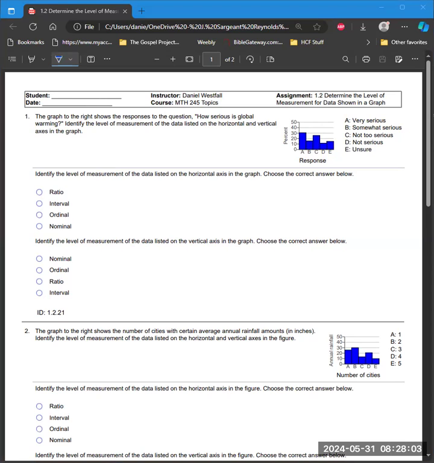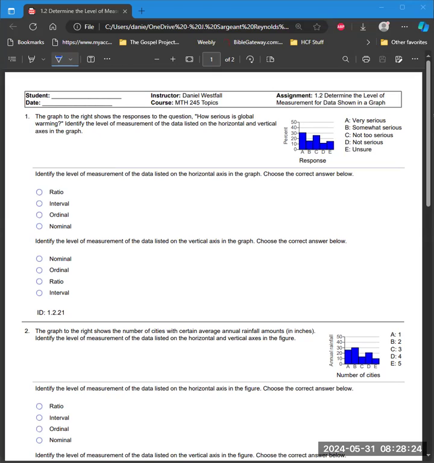So the responses are A, B, C, D, or E. And A is very serious, B is somewhat serious, C is not too serious, D is not serious, and E is unsure. And the data on the vertical axis is shown as percentages.